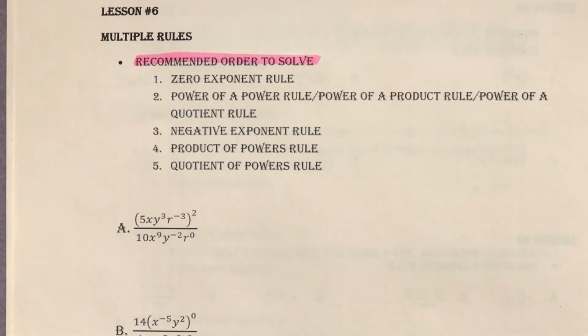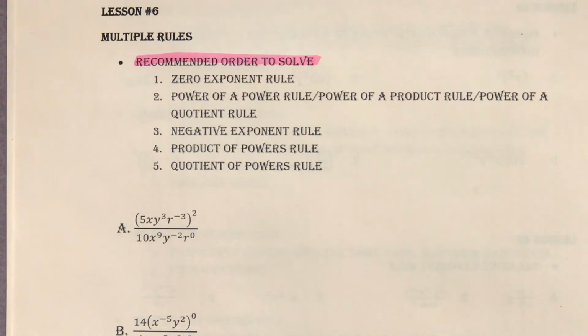The first thing we're going to do is address any 0 exponents. And we're going to use that 0 exponent rule, which says that anything to the 0 exponent is 1. And we're going to cancel that out if there's other things there. If not, we'll just turn it into 1.